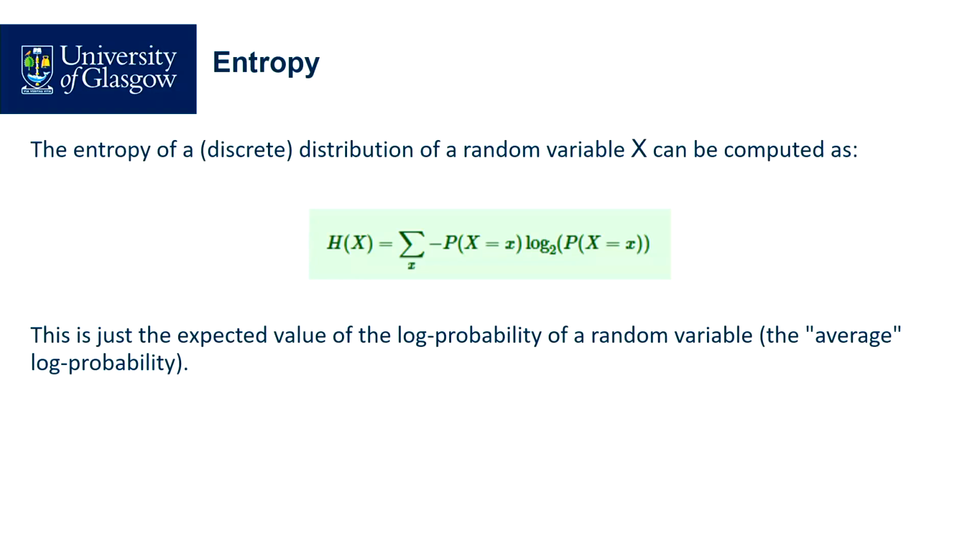Now, in practice, how do you calculate that? The entropy of a discrete distribution of a random variable x can be calculated as the sum over all values of x of minus the probability of x multiplied by the logarithm in base 2 of the probability of x. So you multiply the probability with the logarithm of itself. That should remind you of something, because that's exactly the formulation of the expectation of a function we've seen before. So it's the expected value of the log probability of a random variable, or it can be seen as the average log probability.